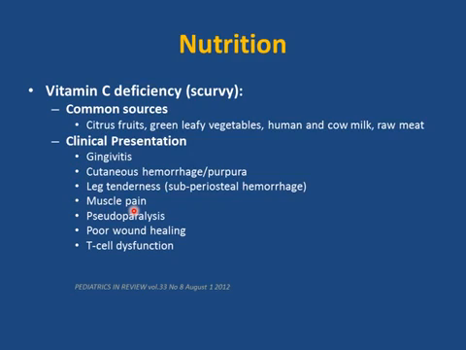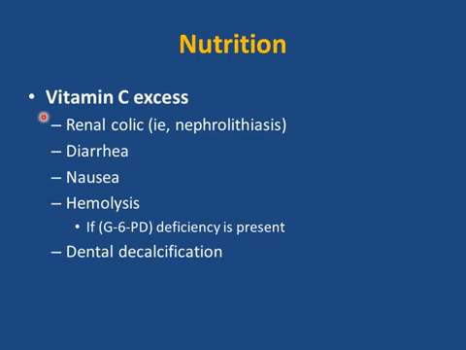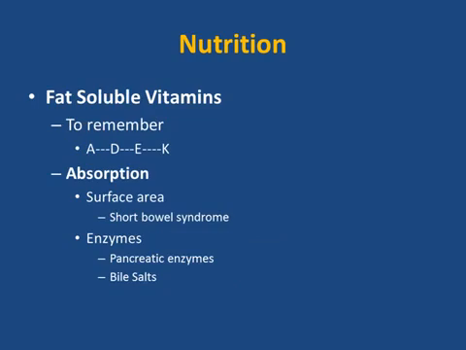Muscle pain, they may bleed inside the muscle or even the joint, and it can cause hemarthrosis, pseudoparalysis, poor wound healing, T-cell dysfunction. Know that vitamin C protects against bacteria, for example, diphtheria, tetanus, and typhoid. Excess intake of vitamin C can cause renal colic because of kidney stones and nephrolithiasis. It can also cause diarrhea and nausea. Kids that have G6PD may present with hemolysis because of vitamin C intake. It can also cause dental decalcifications.